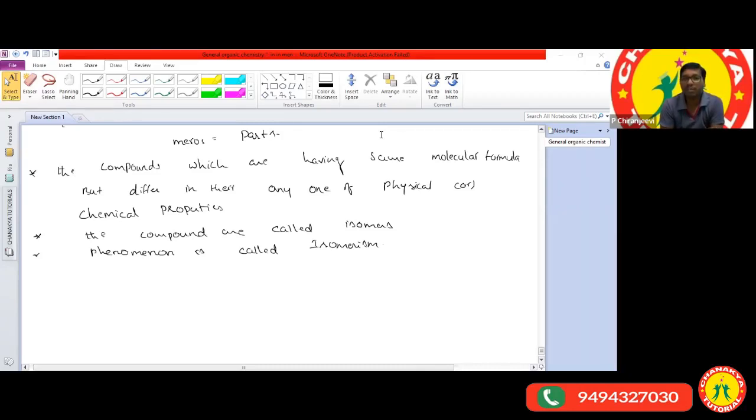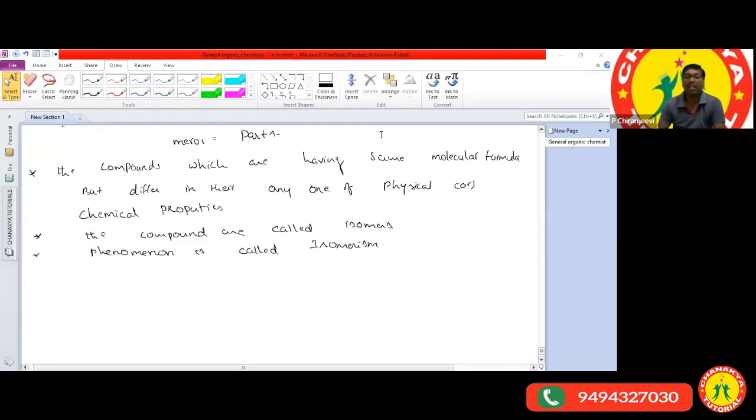So if they have the same molecular formula and any one of the physical or chemical properties changes, we can call that isomerism. How they change is based on the arrangement of atoms. Based on the structural representation, the properties also change.